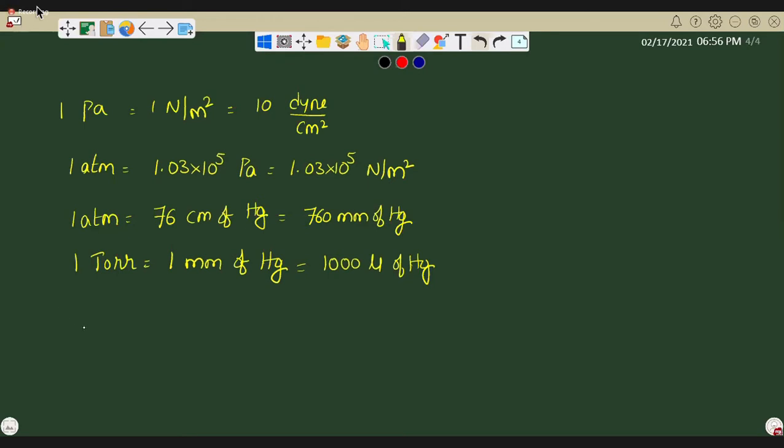Now 1 mm of Hg is equal to 133.32 pascals, or 13.595 mm of water.